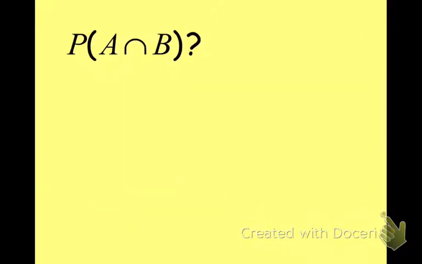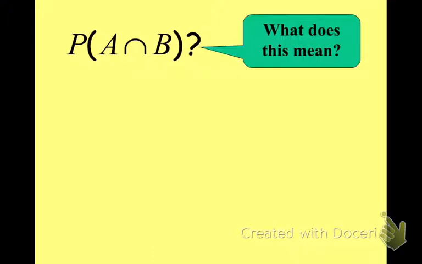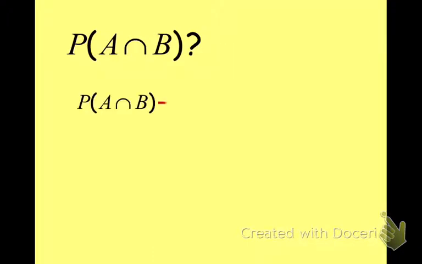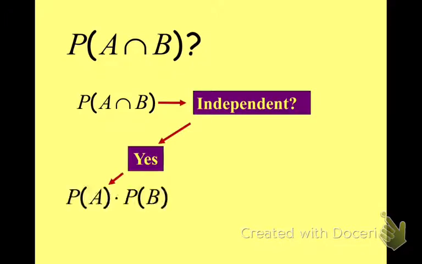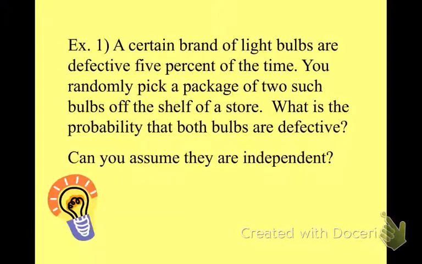So probability of A and B, remember that's the intersection. What does this mean? In order to solve for that, if they're independent, you just multiply them together, A times B. So if I said, like the example of two clubs with replacement, I would take 1/4 times 1/4. So that's the probability of getting two clubs in a row.